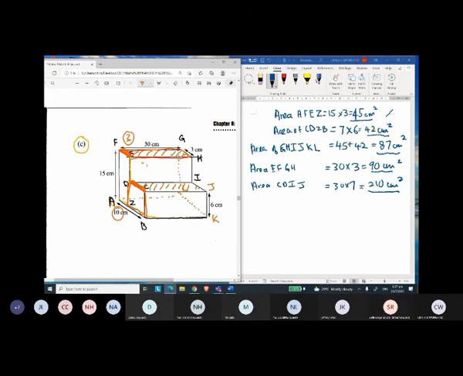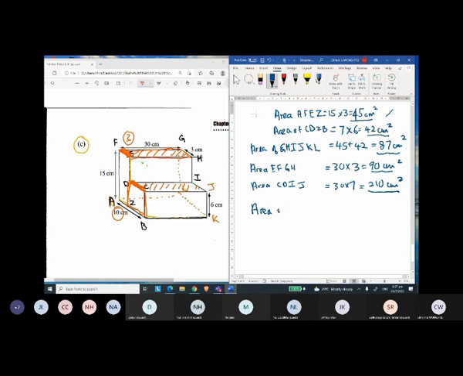Okay, now the next one, the bottom base. Can somebody tell me the bottom base area of A, B, K, L? Somebody give me, please. 10 times 30. Okay, very good. 10 times 30 gives you 300, right? 300 cm square. Okay.